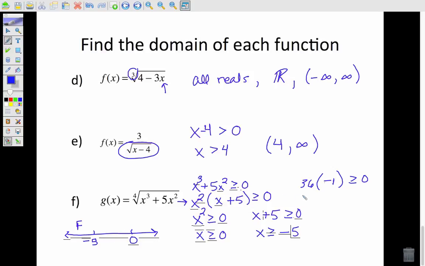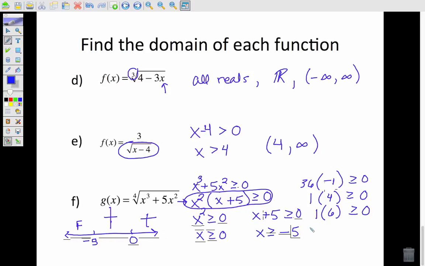That's false. All right, let's pick a number between negative 5 and 0, like negative 1. So negative 1 squared is 1. Negative 1 plus 5 is 4. Is this greater than or equal to 0? That's true. All right, let's pick a number that's on the other side of 0. Let's pick 1. 1 squared is 1. We're substituting right here. 1 plus 5 is 6. Is this greater than or equal to 0? That is true. Now, so we know that to the left of negative 5 is not true.